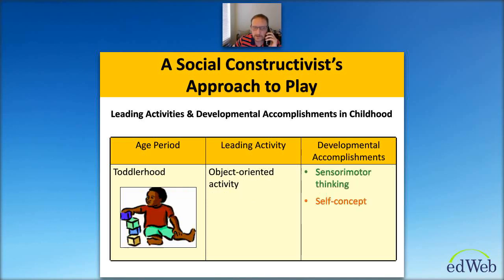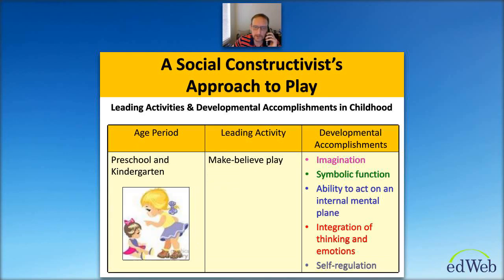When we move into toddlerhood, it really becomes more of looking at object-oriented activity, where this child is developing skills that help them to interact with the environment. So this is where they're increasing their sensory motor thinking and also their self-concept and understanding who they are in relation to their environment. But here's what you want to pay attention to. At age 3, something significant happens in the development of a child. At age 3, we start moving into preschool.